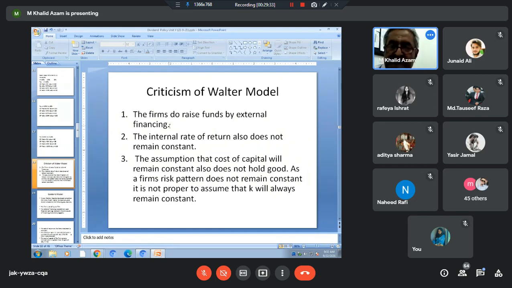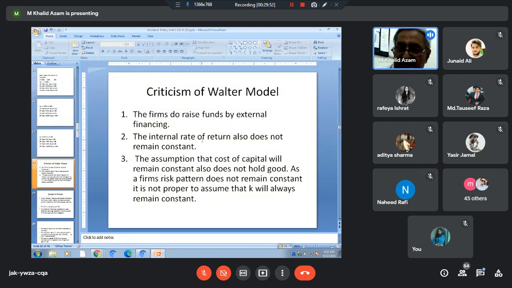So this is the criticism of this model, that it has been made very simplistic by ignoring the fact that we go for the issue of additional shares or debentures for the purpose of raising funds from outside.